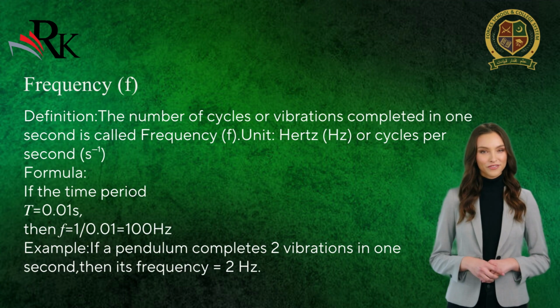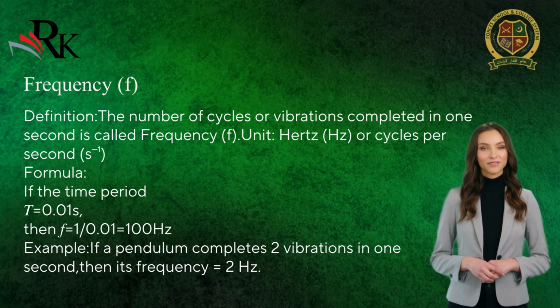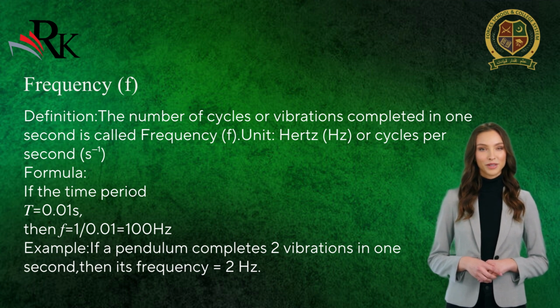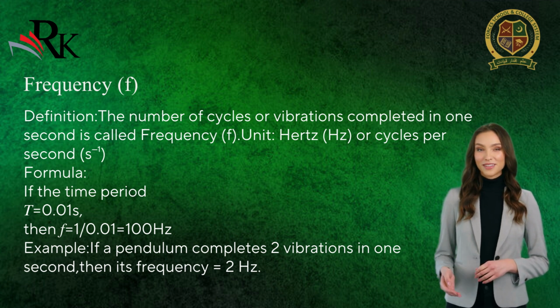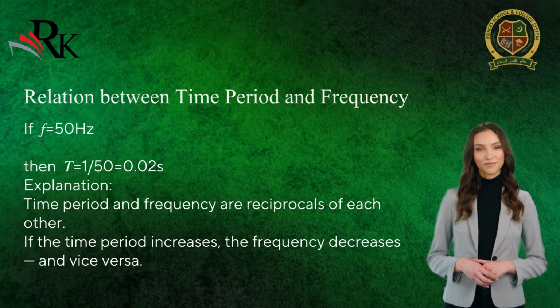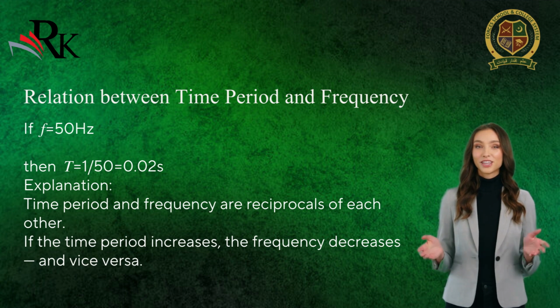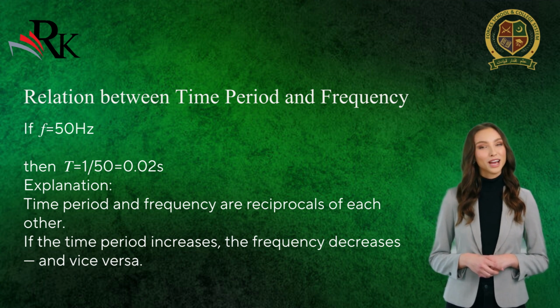Frequency, f. Definition: the number of cycles or vibrations completed in 1 second is called frequency, f. Unit: hertz, or cycles per second. Formula: if the time period T is 0.01 s, then f equals 1 over 0.01, which is 100 Hz. Example: if a pendulum completes 2 vibrations in 1 second, then its frequency is 2 Hz. Relation between time period and frequency: if f is 50 Hz, then T is 1 over 50, which is 0.02 s. Explanation: time period and frequency are reciprocals of each other. If the time period increases, the frequency decreases, and vice versa.